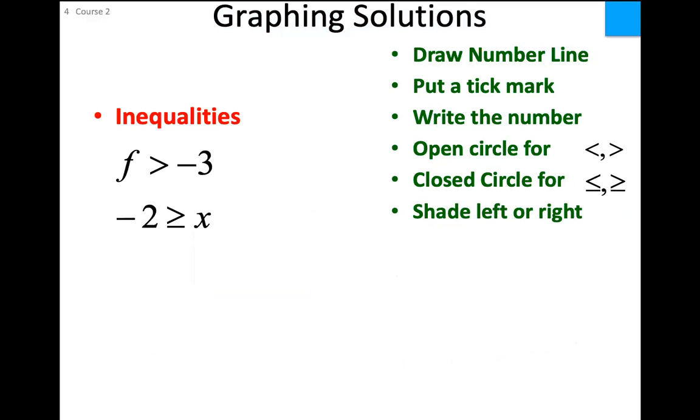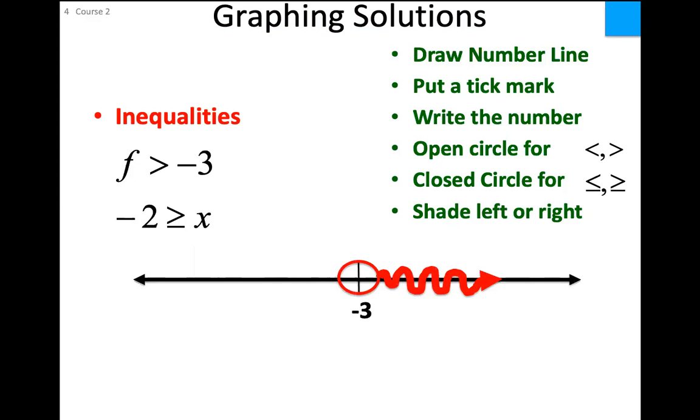Box 4. How many people have already done both of these? Don't put more than one on an inequality line. There are 2 problems here. Notice I got one variable on the left, one variable on the right. Draw me a number line. Put a tick mark. Write the number. Is it going to be an open or closed circle? Now you read it. F, or the solutions are where the numbers that are bigger than -3, to the left or to the right? To the right.